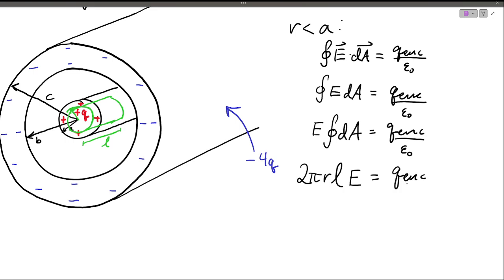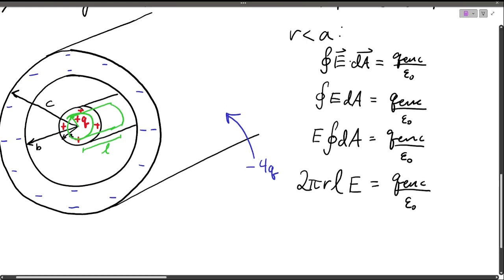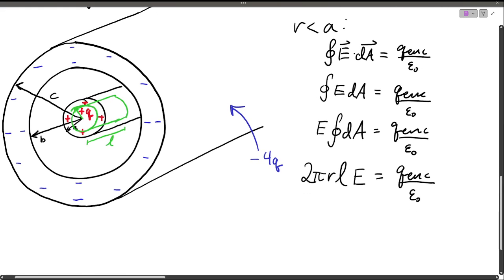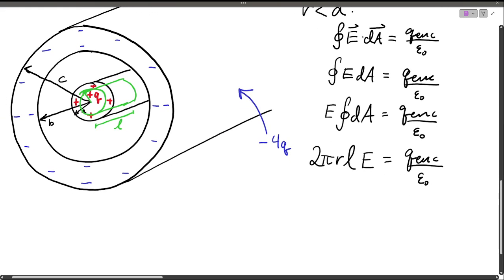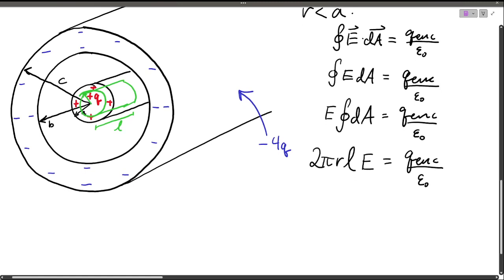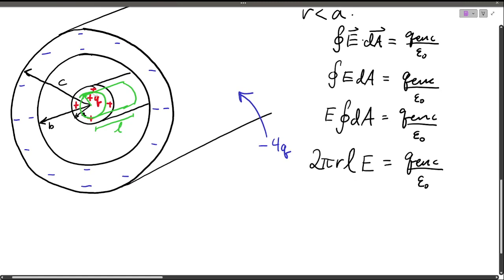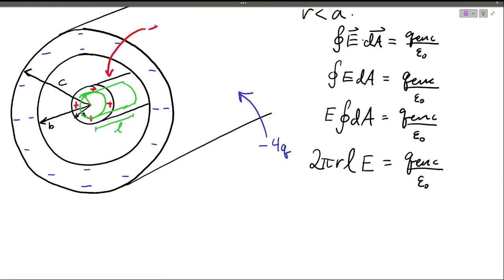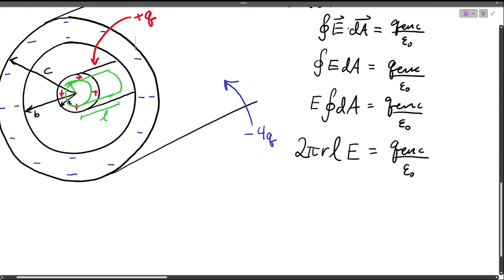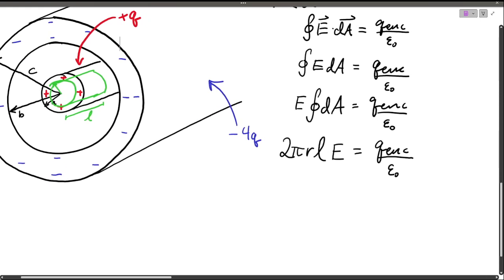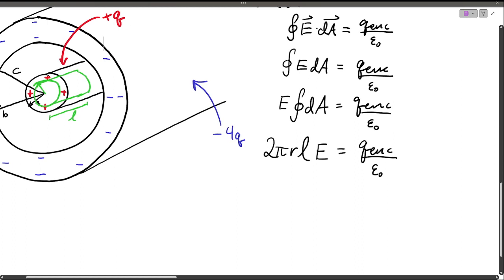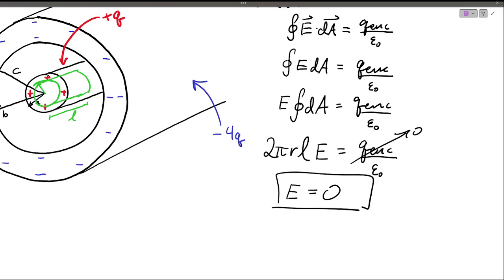So now, technically for this part of the cylinder, for r less than A, we didn't actually have to do this whole process. If you look at the picture, you notice that, I drew it slightly badly, I shouldn't have put the plus Q there, I'll move it, there is in fact no Q enclosed, since all of the charge on that inner cylinder is concentrated on the outer edge, like a skin. This Q enclosed is just zero, which means, after some shuffling around, E is equal to zero. There you are.